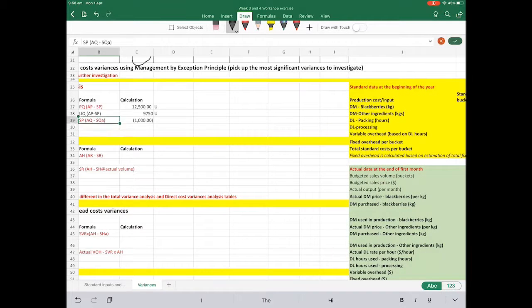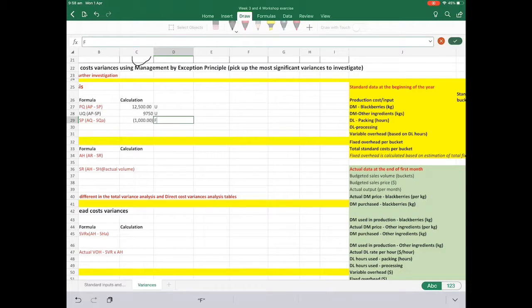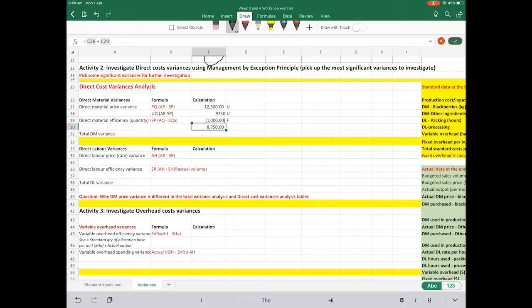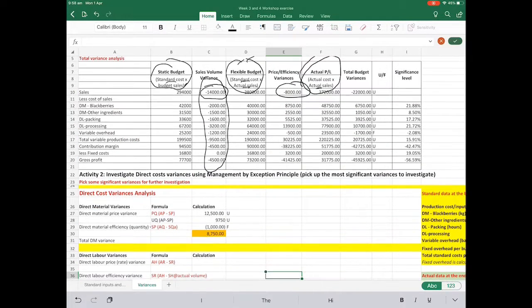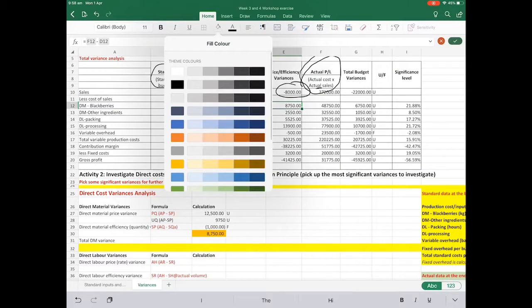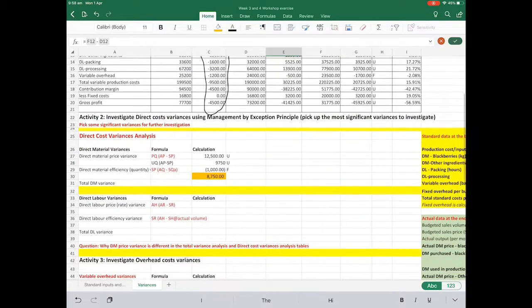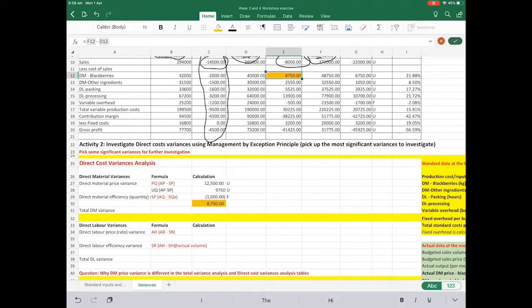Alright, so that is 1,000 favorable. And now I want you to add these two together. You add this and then you add this. So you get this one. And once you get this one, I just highlight that, you can compare that with this one. So are they the same? Yes, they are the same. So when you do it like this, you will figure it out.